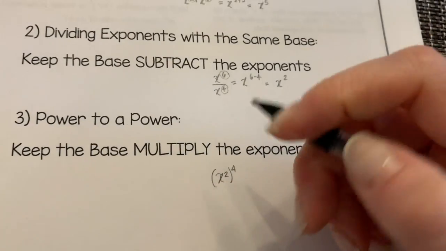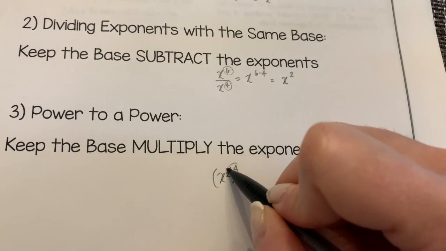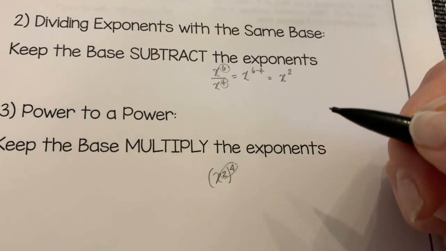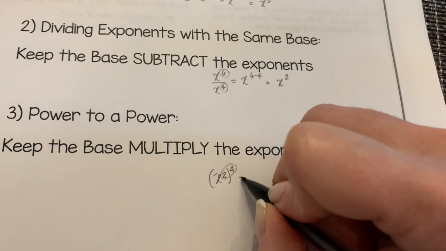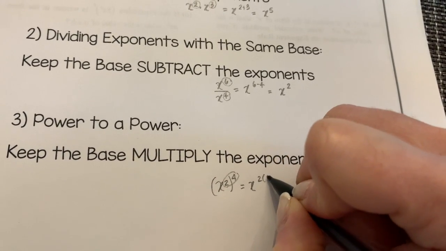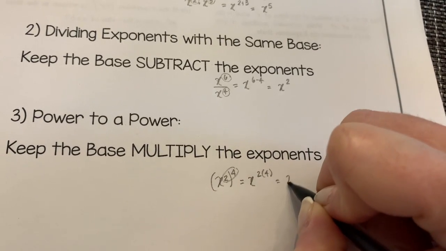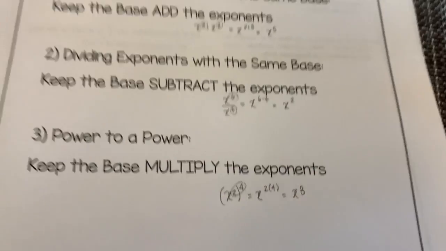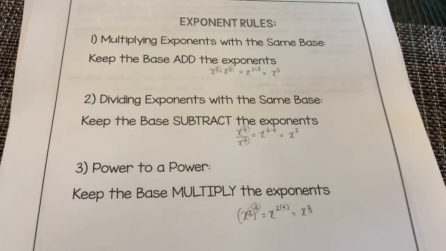Okay, in this case, if it helps you to remember, there's parentheses. When we see parentheses, we generally multiply. So we keep the base and we multiply the exponent. So it's 2 times 4. So that's x to the 8th power. Okay, that's just a quick review for you.